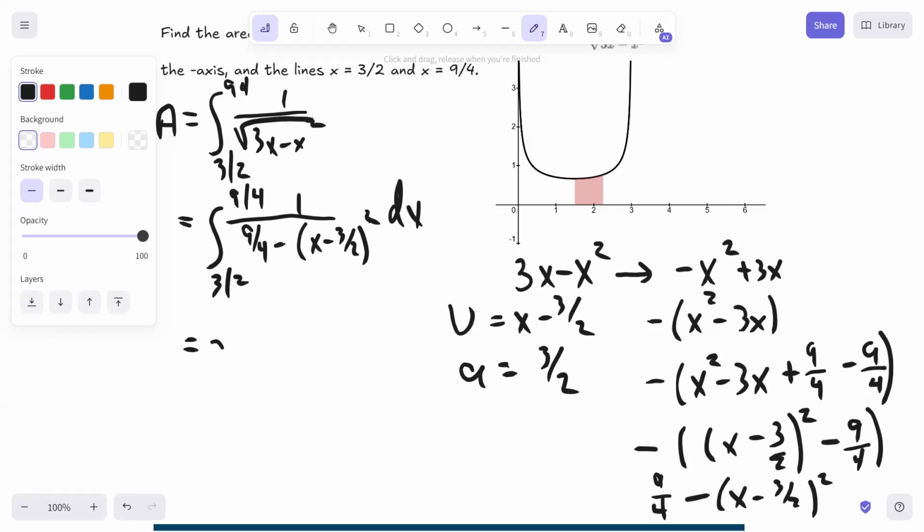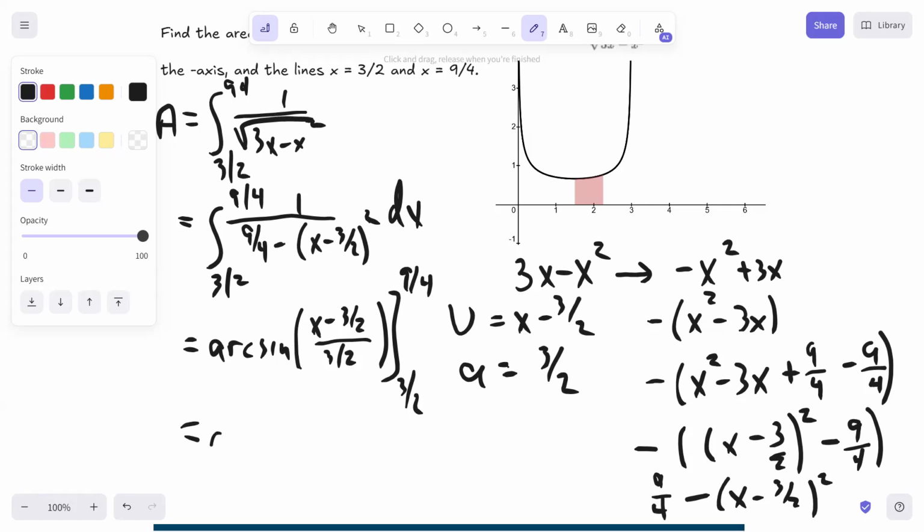So this is going to be arcsine of u over a. And we're going to evaluate that at 3 halves and 9/4 and subtract. So this is going to be arcsine. When you substitute 9/4 in, it's going to simplify all the way down to 1/2 minus arcsine. When you plug in 3 halves, you're just going to get 0.